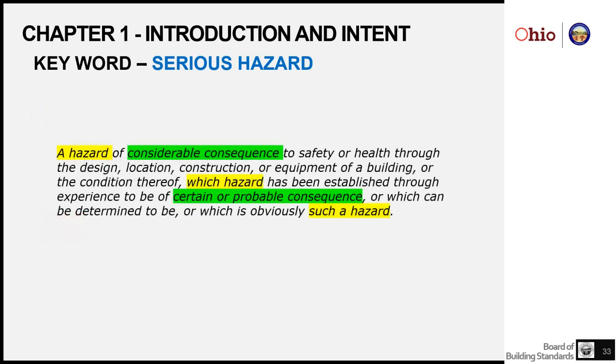So in yellow, pretty clearly, a serious hazard is a hazard. What makes it serious is that it is of considerable consequence, or certain or probable consequence. And those are key points in determining whether a hazard is a serious hazard. How you understand considerable consequence, certain or probable consequence.